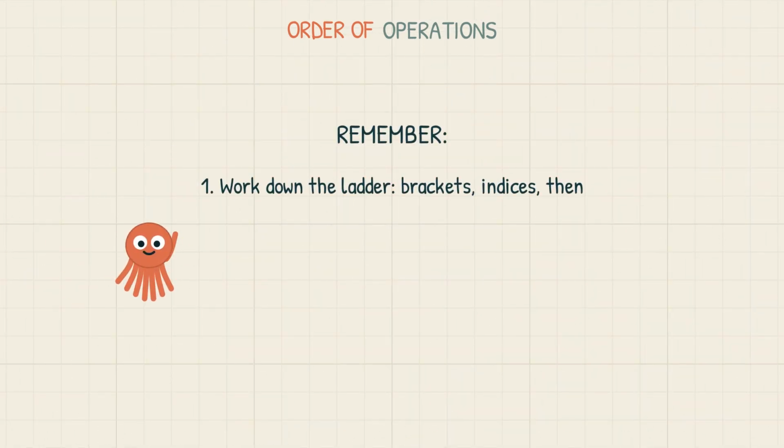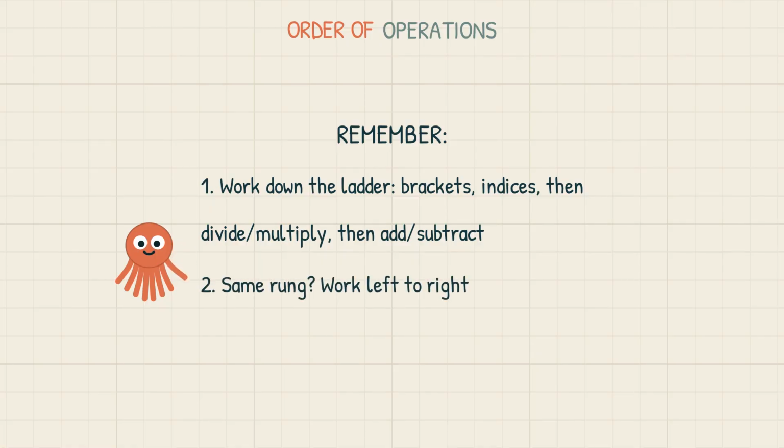So, the key points. Work down the ladder. Brackets first, then indices, then divide and multiply, and add and subtract last. If 2 operations sit on the same rung, work left to right. And brackets are just a way of saying, do this bit first.